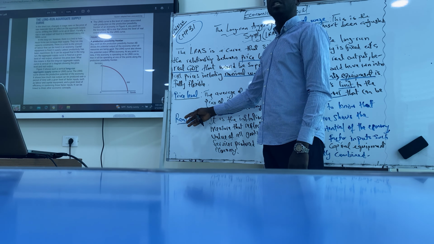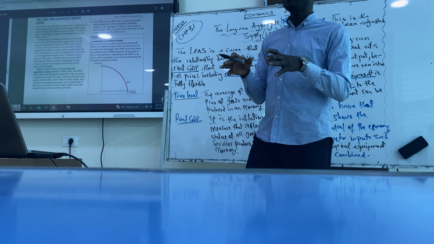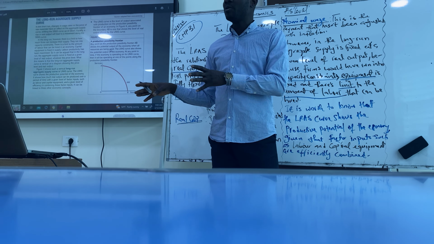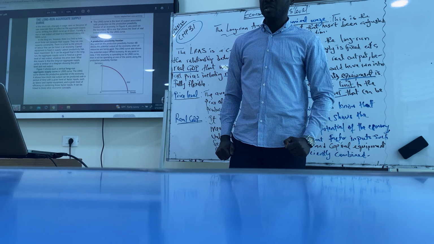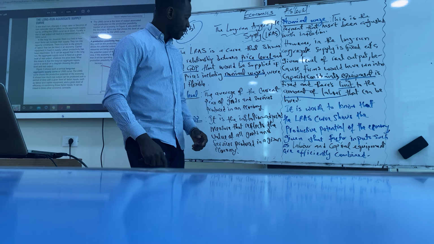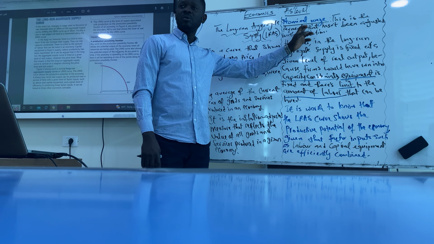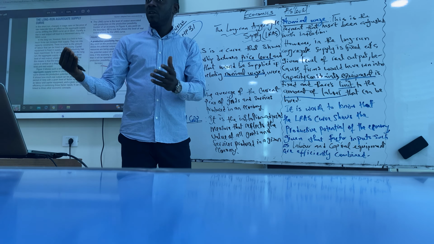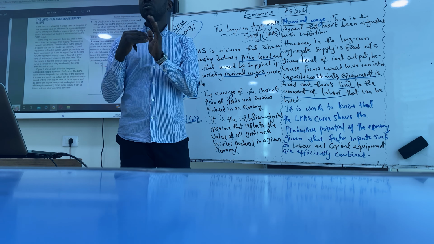The other one is the real GDP. When we talk about real GDP, we're talking about the total output within the economy, which has been adjusted for inflation. Do we get real GDP here? Yes. And the third one is nominal wage. When we talk about nominal wage, that's our payment, which has not been adjusted for inflation.